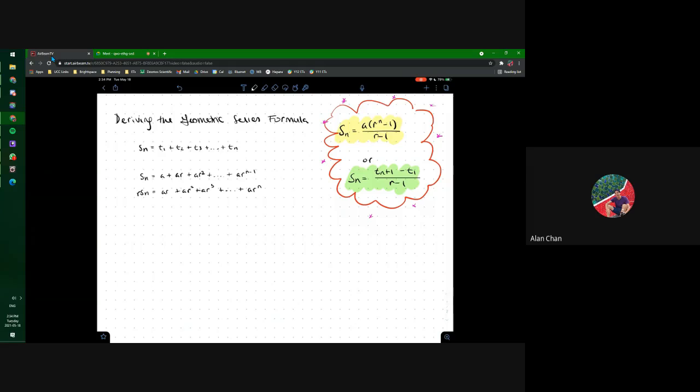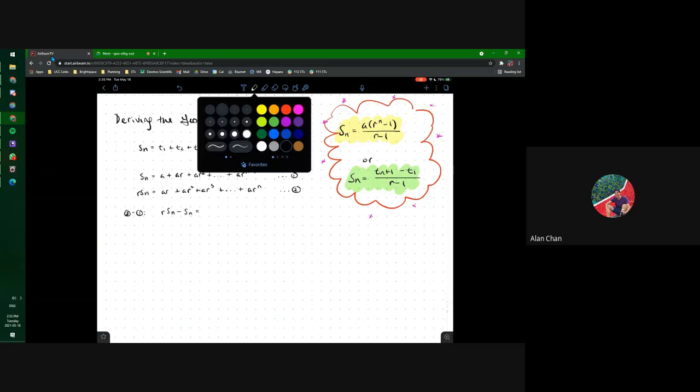Now, what do we do? Well, here is where things get a little bit interesting. What we're going to do is take this as equation 1, take this as equation 2, and we're going to do equation 2 minus equation 1. Why? I'll show you in a sec. 2 minus 1 gives you what? Well, the left-hand side turns into rSn minus Sn.